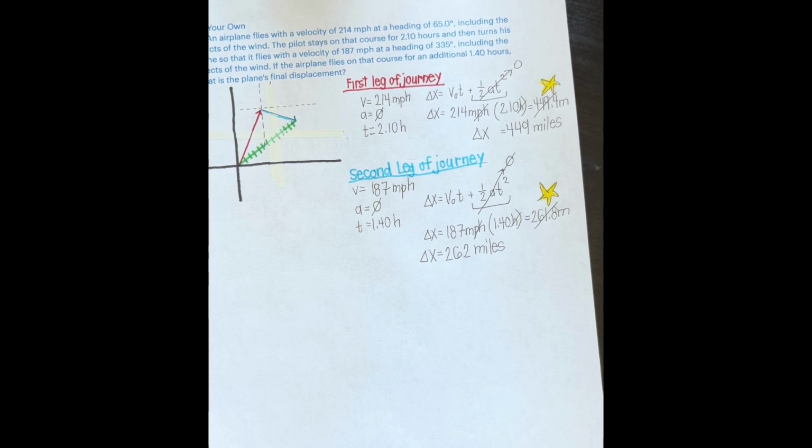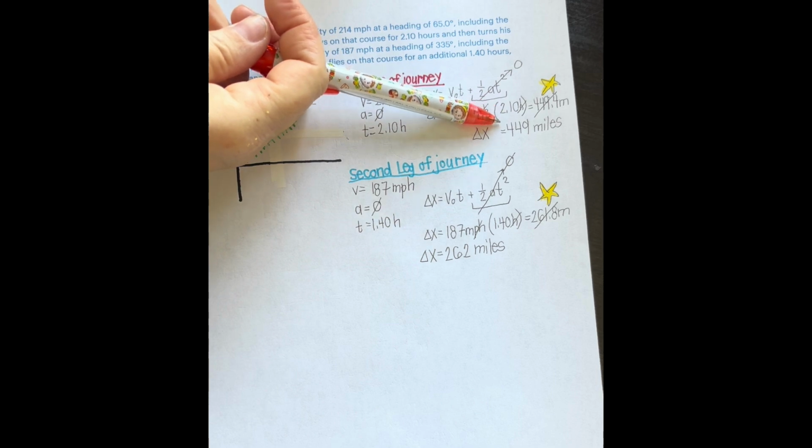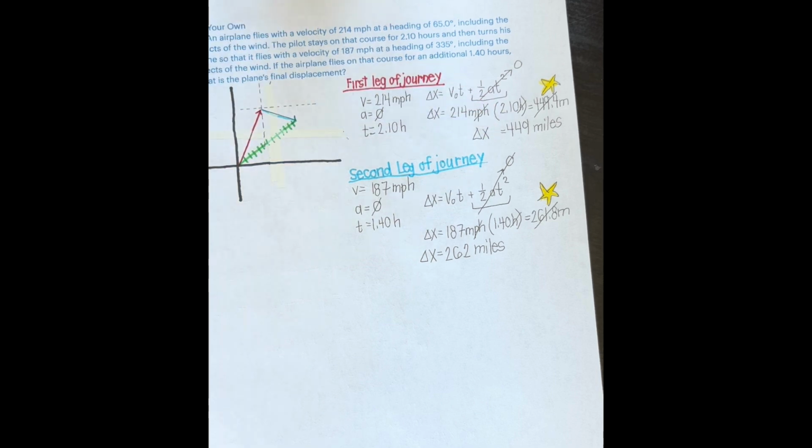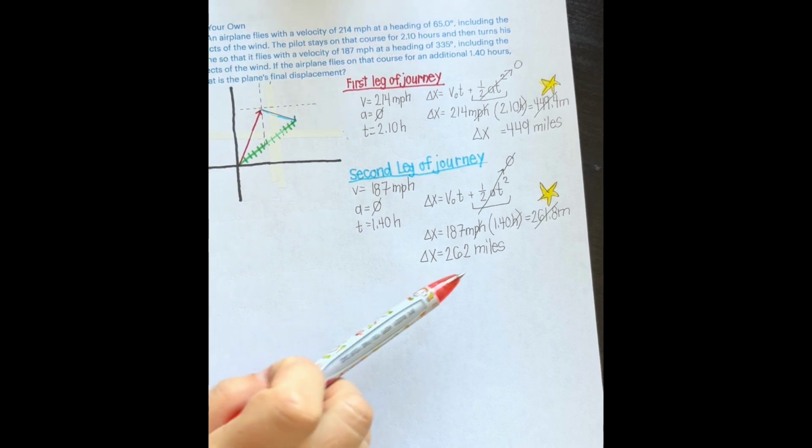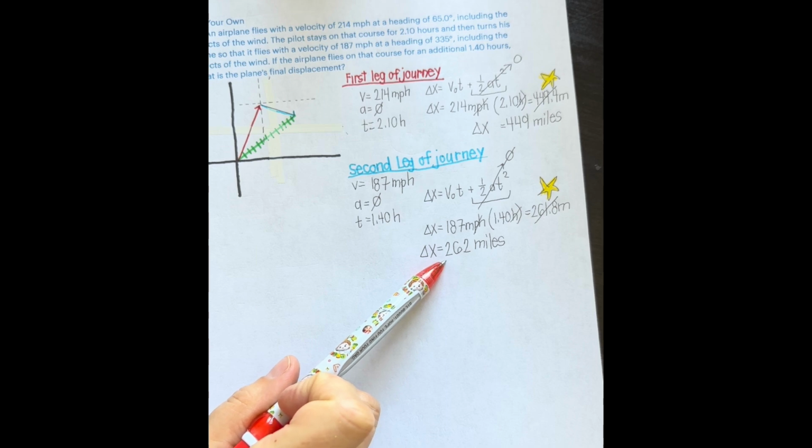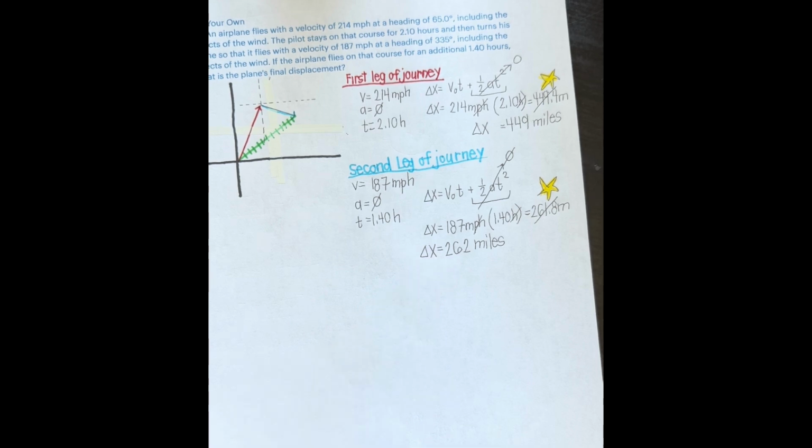Well, we know that the first leg of the journey resulted in a displacement of 449 miles at an angle of 65 degrees. And we know the second leg resulted in a displacement of 262 miles at an angle of 335 degrees. So how do we find the total displacement? This is all what we did in Module 3. So I'm going to go ahead and start writing it all down, and I'll start the video after it's done.